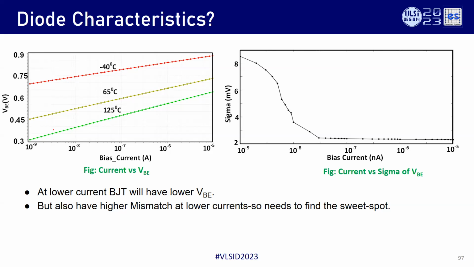So you can see the VBE varies with the temperature, as I know, and this is the current and this is the voltage. With respect to temperature, if you see, at very high currents and low temperature, you are almost close to 890 millivolts or something.